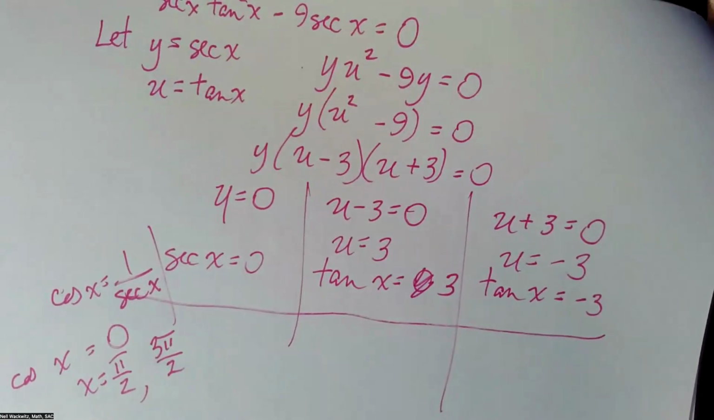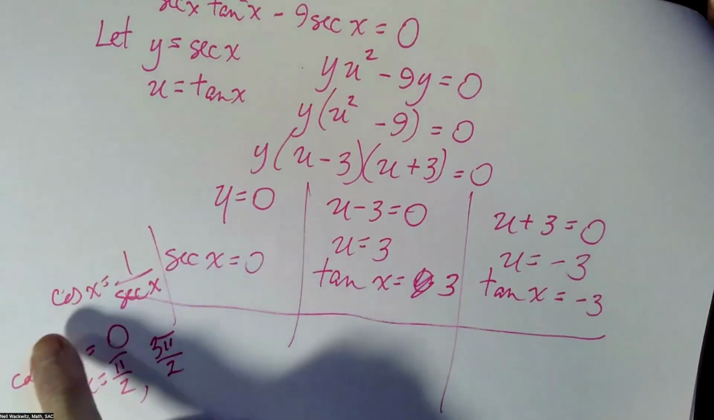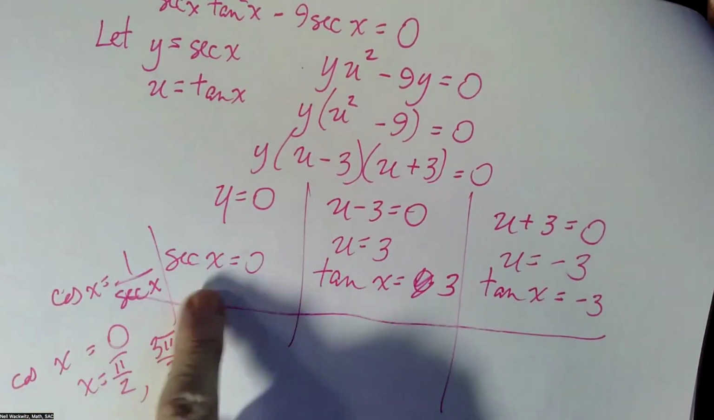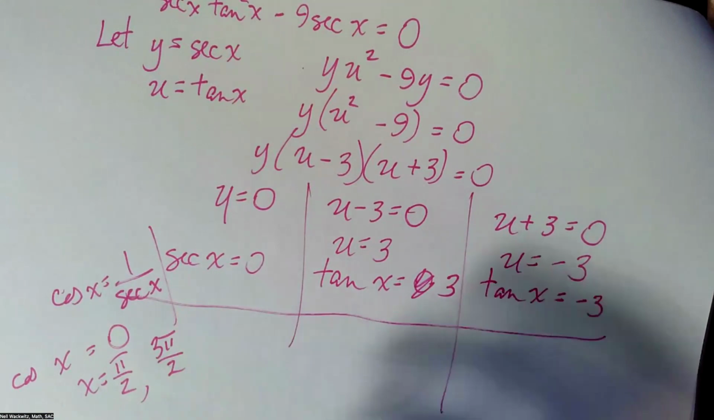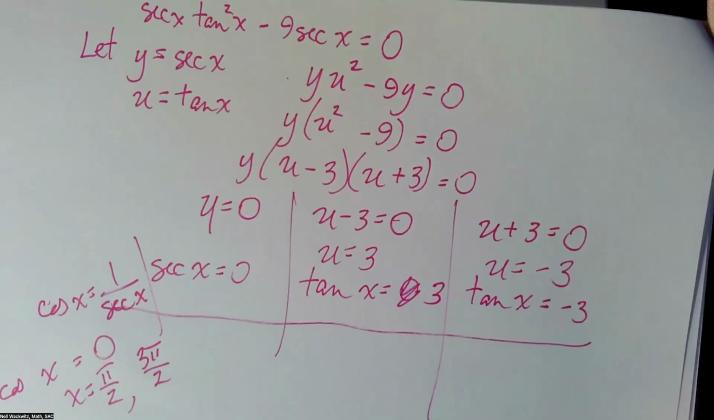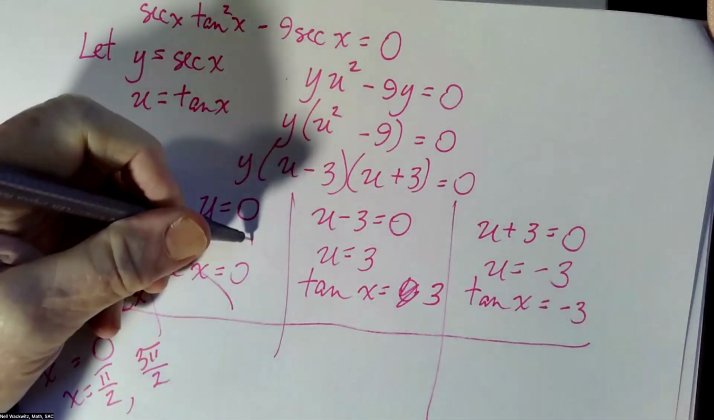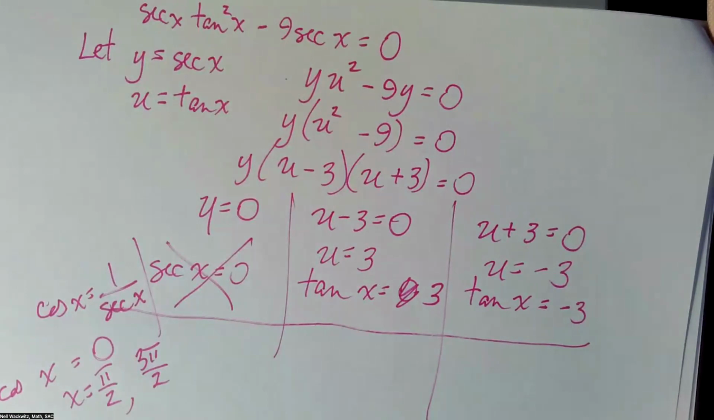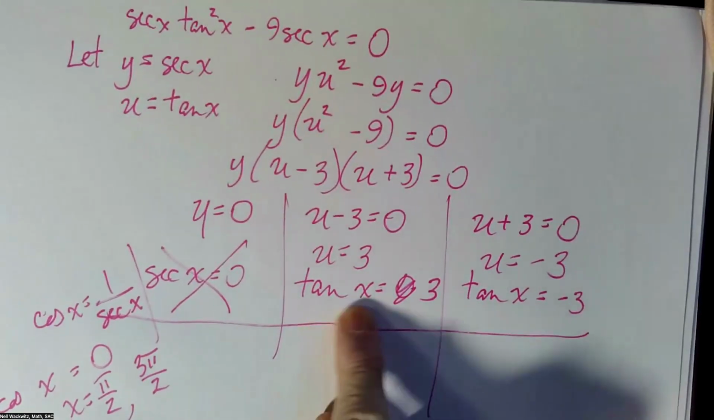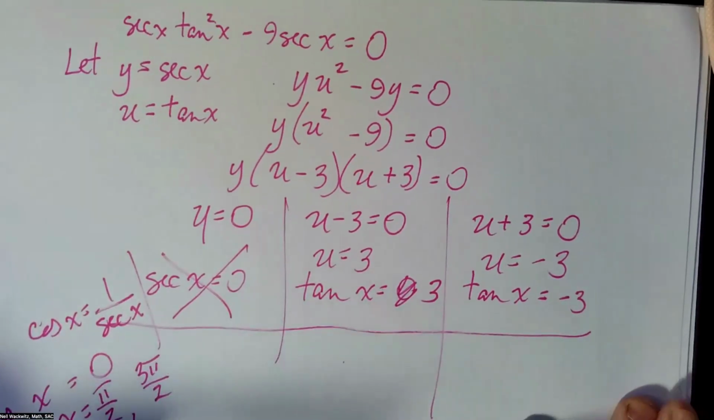But let's think about this. When cosine is 0, 1 over 0 would be the secant. Is the secant going to be 0 ever? That's right. No. This leads to no solutions. And now we've got tangent x equals 3, tangent x equals negative 3.